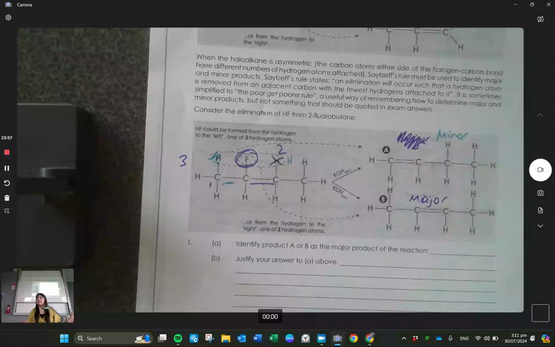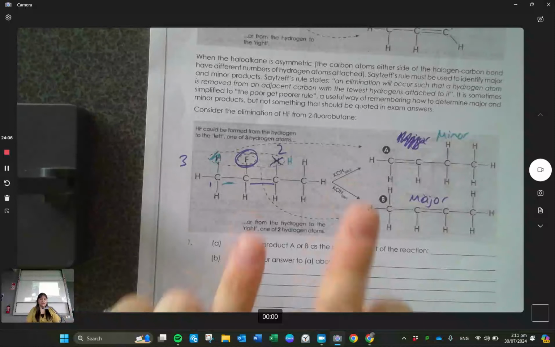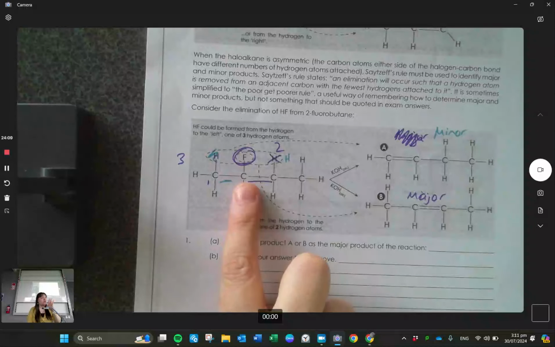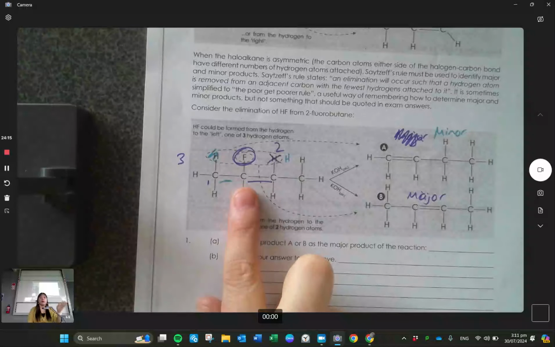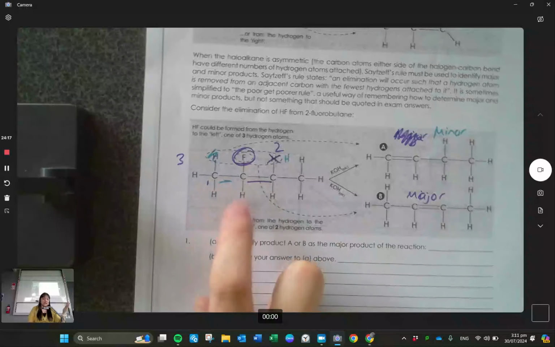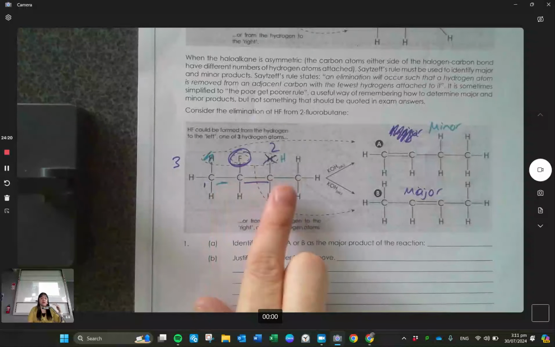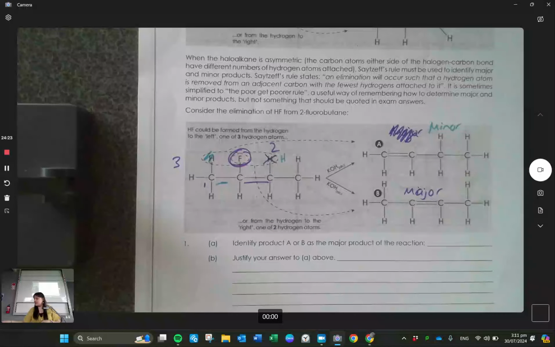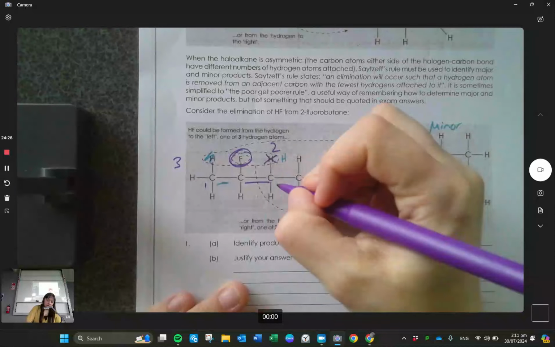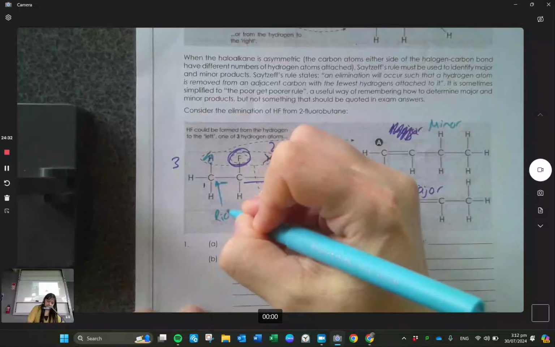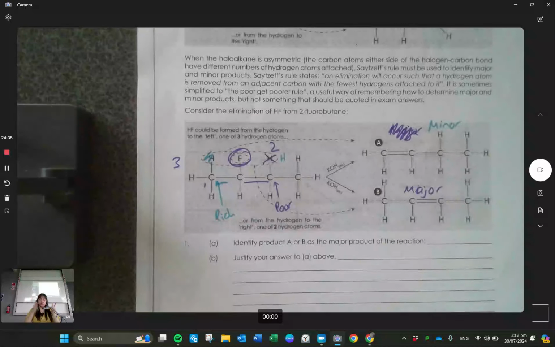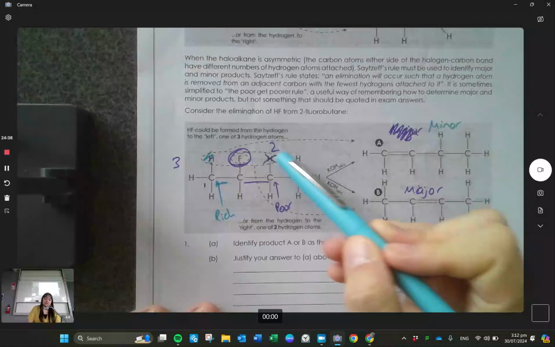Questions, concerns, comments. I see some worried faces. Do we need me to go over major, minor for this one? Okay. Fluorine's over here. Now, when we form a double bond, it can either form between carbon 1 and 2 or 2 and 3. So we need to look at the neighboring carbons to see how many hydrogens are there. This one has 1, 2, 3, and if you look on this side, it only has 1, 2. So this is the poor carbon. This is the rich carbon. So in this case, the poor is more likely to get poorer, so this one will lose the hydrogen.